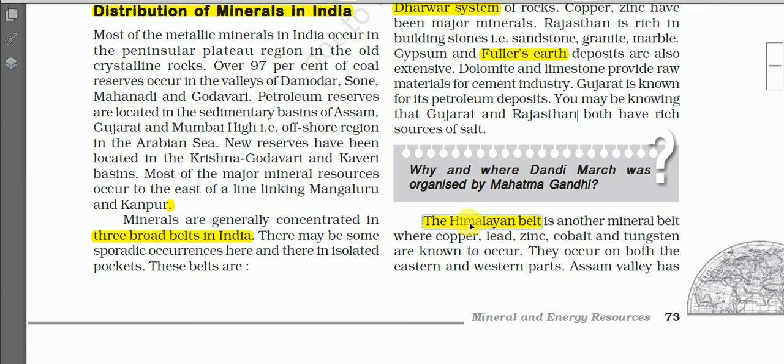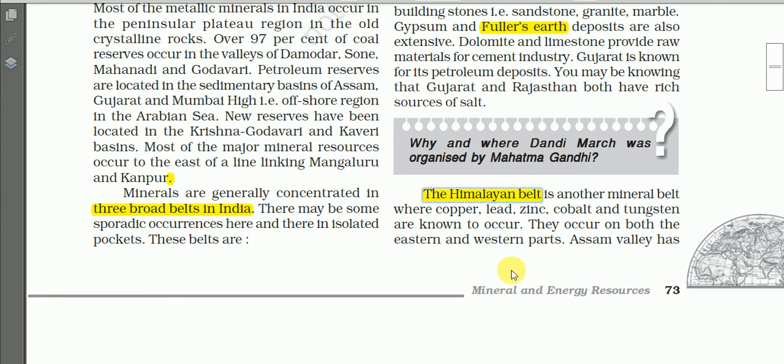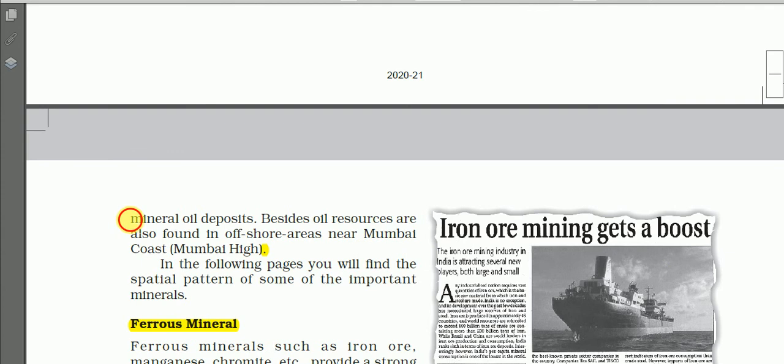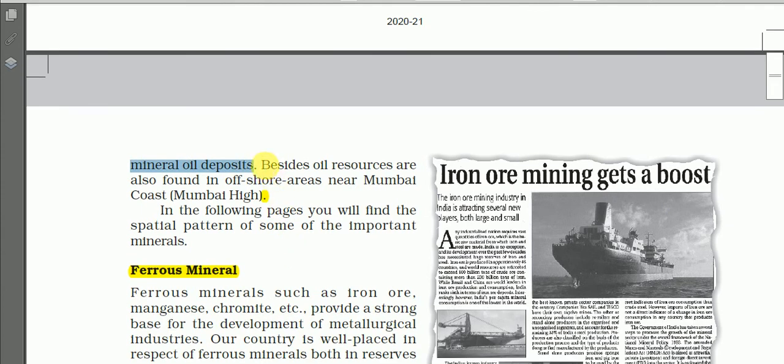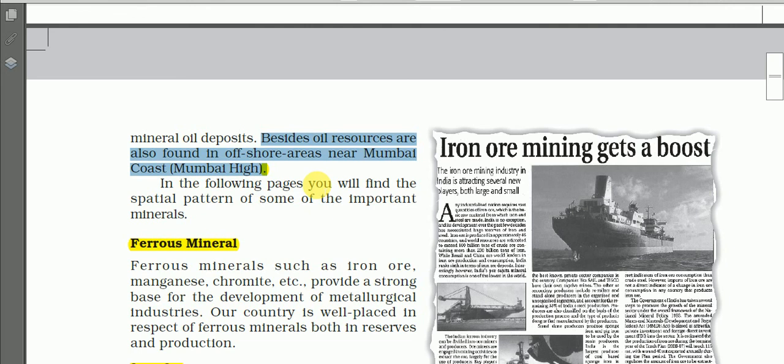Then the fourth belt, as I told you earlier, is the Himalayan Belt. This is another mineral belt where copper, lead, zinc, cobalt and tungsten are known to occur. And these minerals occur on both eastern and western parts of the Himalayan mountains. Assam Valley has mineral oil deposits, that is petroleum, as we learned earlier. Besides, oil resources are also found in offshore areas near the Mumbai coast, that is Mumbai High. Mumbai High is in the Arabian Sea, about 120 kilometers away from the Mumbai coast. So these are the four important mineral belts of India.